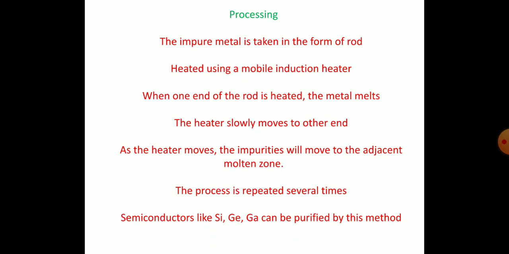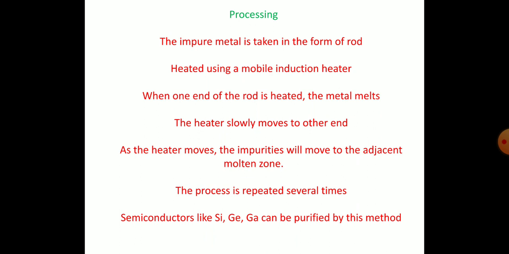Then the third point, when one end of the rod is heated, the metal melts. Wherever the metal is heated, in that particular place the metal melts. And the heater slowly moves to the other end. To proceed further, the heater is allowed to move slowly. At that time, as the heater moves, the impurities also move to the adjacent molten zone. So wherever the molten zone is, there the impurities will be.